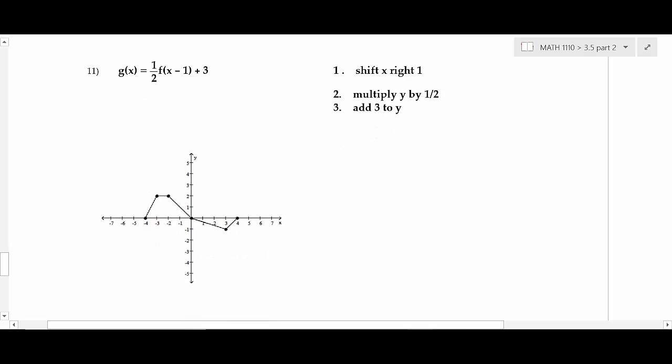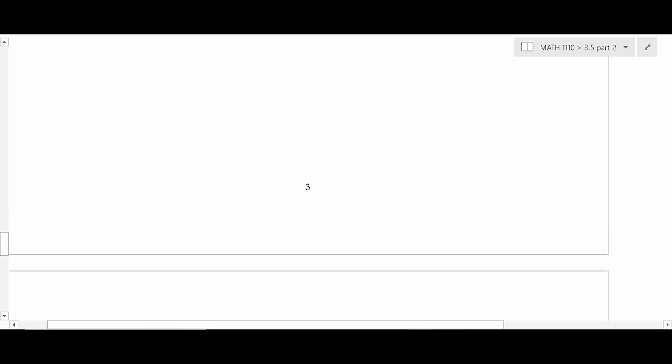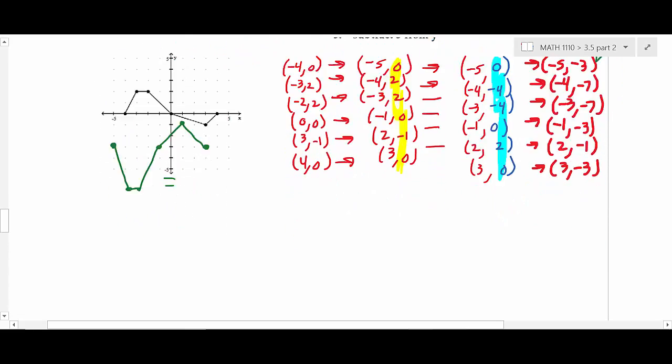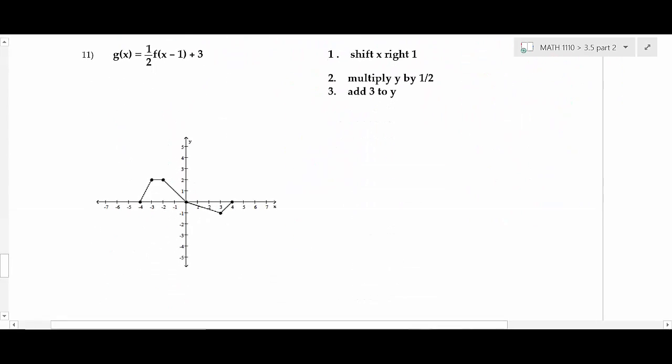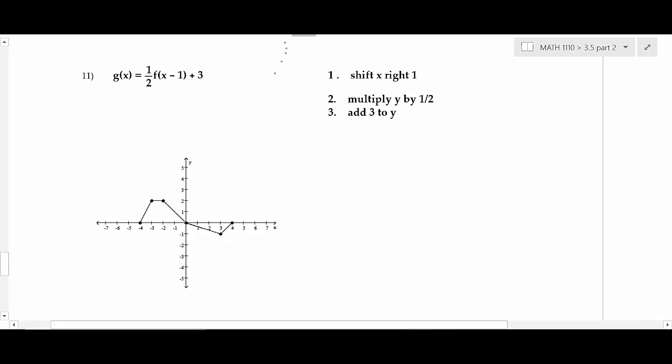Okay, I want to do just one last thing here. This is almost the same graph. I guess it's the same graph, but I changed things around here a little bit. So let's do kind of the same thing. I'll give you a little time to do this yourself, a couple of minutes. Let's write down these points: -4, 0, -3, 2, -2, 2. Let's use 0, 0. Then we've got 3, -1. And then finally we've got 4, 0 like that.